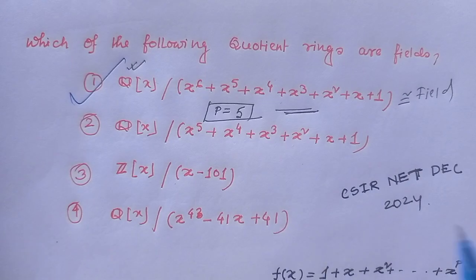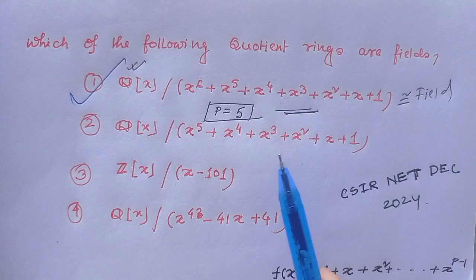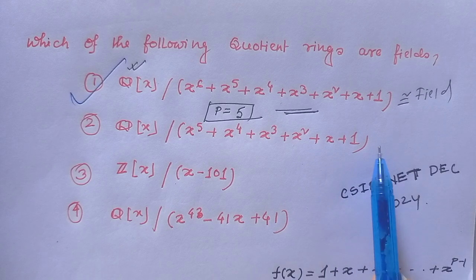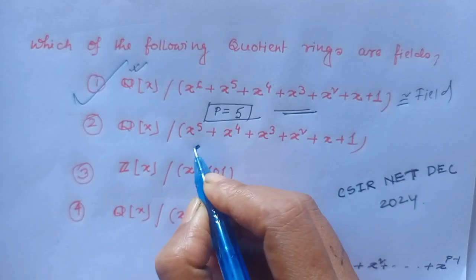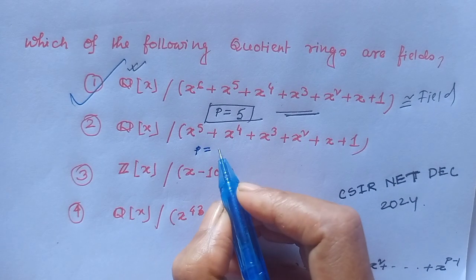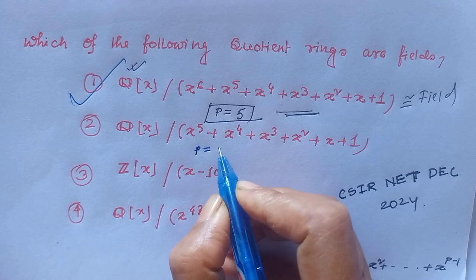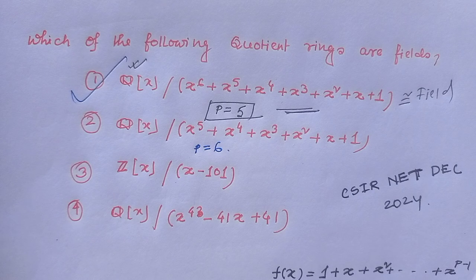Option 2: Q[x] modulo x^5 + x^4 + x^3 + x^2 + x + 1. Notice here p equals 6, which is not a prime number. So f is not irreducible over Q.